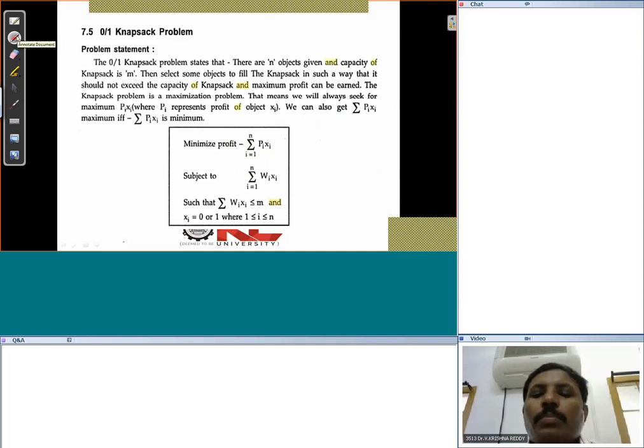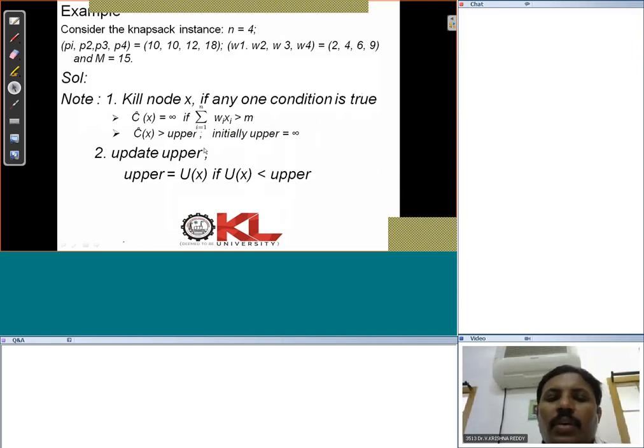Every time you are using the minus for the profit value calculation in this 0/1 knapsack problem representation. So there is a 0/1 knapsack problem. Remaining all conditions are the same. So all of you please observe.